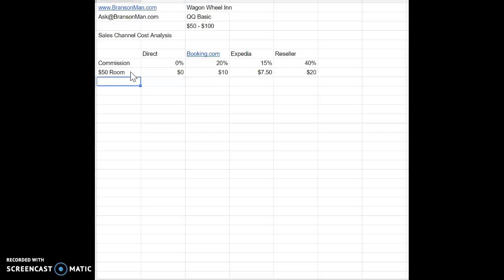Let's see if we can do this. I'm going to call this revenue. No, let's do this. Let's call this gross profit. It might not technically be correct, but this is what's left after the sales channel cost. Gross profit. If we sell it ourselves, we still have $50 left. If we pay Booking $10, we've got $40 left.